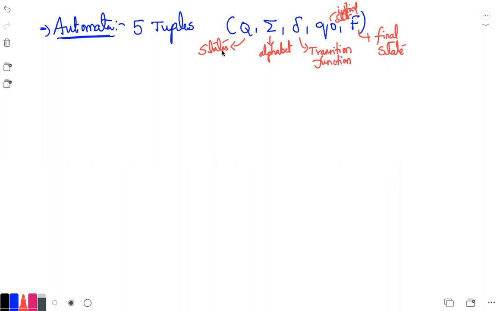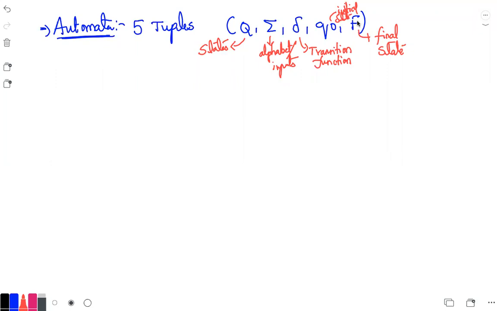Q stands for states of that automata. Sigma stands for alphabet or inputs of that automata. Delta stands for transition function. There is a formula, I will give it later. Q naught is the initial state, F is the final state.